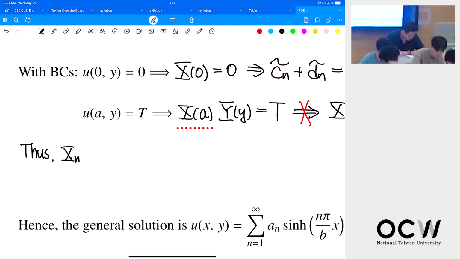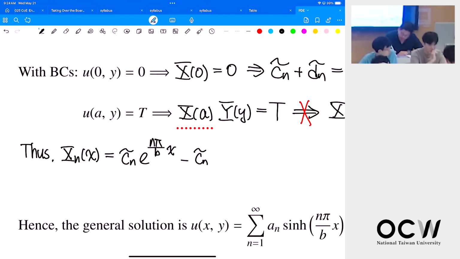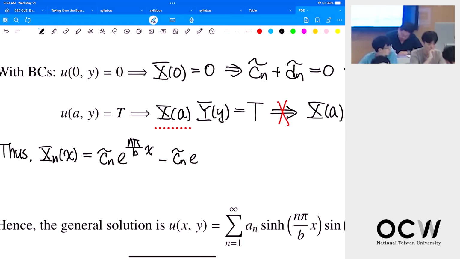So for x, there'll be Cn e to the m pi over b x, and the dn is minus Cn, so minus Cn delta e to the m pi, or minus m pi over b x.